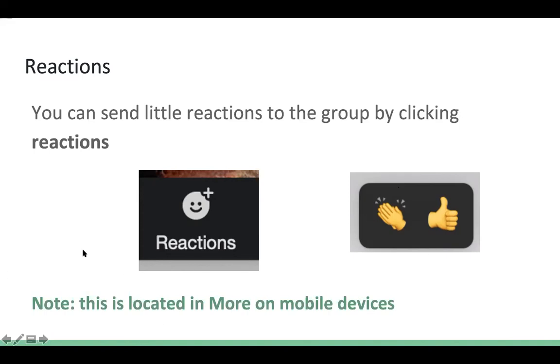Note that this is located again in the more section on your phone. So, it's in the bottom right. It says more. That's where these reactions are located, and they'll just be at the top. You'll see the hand clapping and the thumbs up.